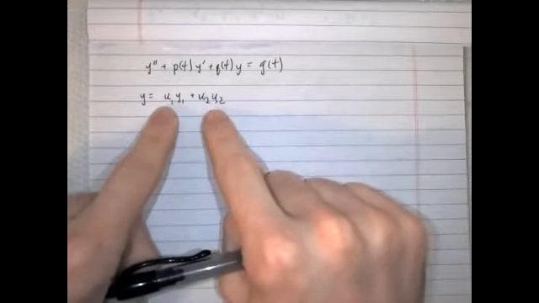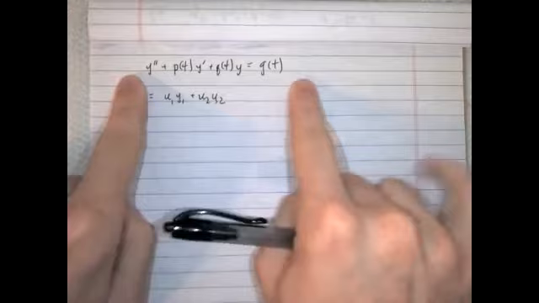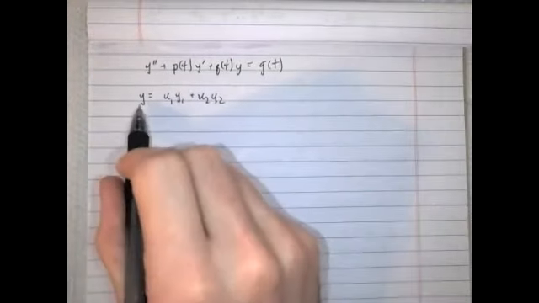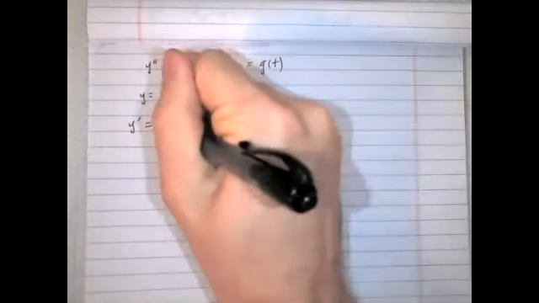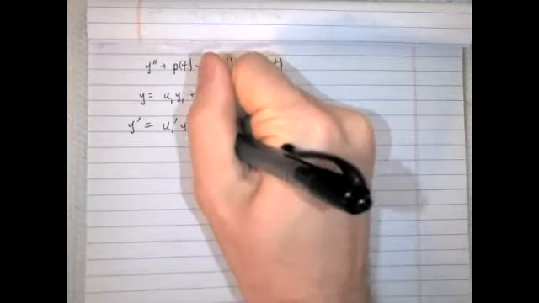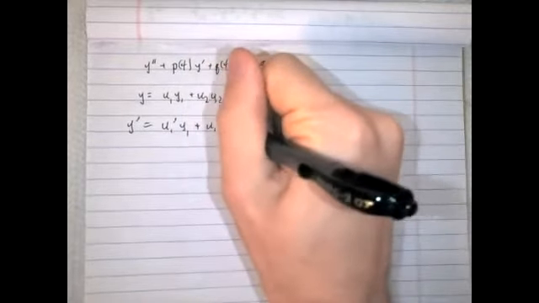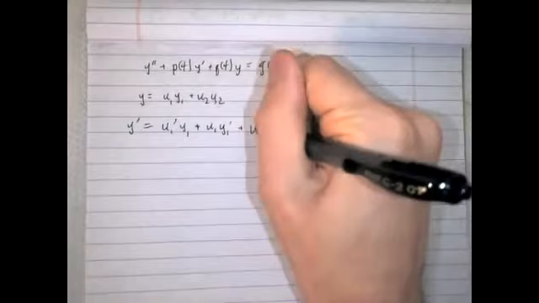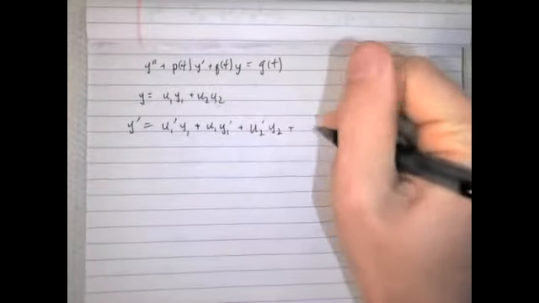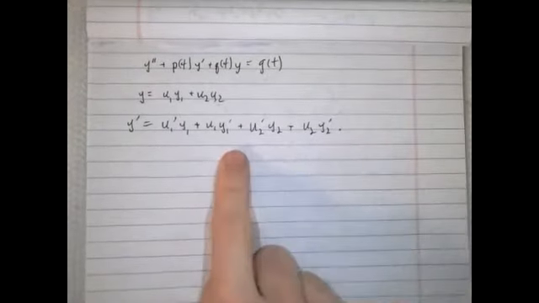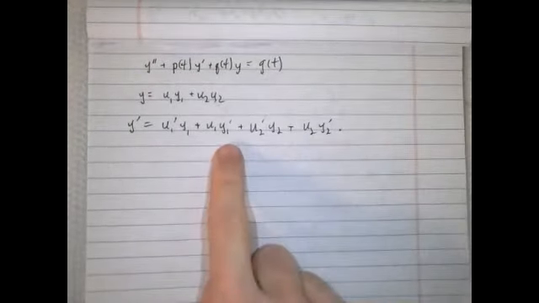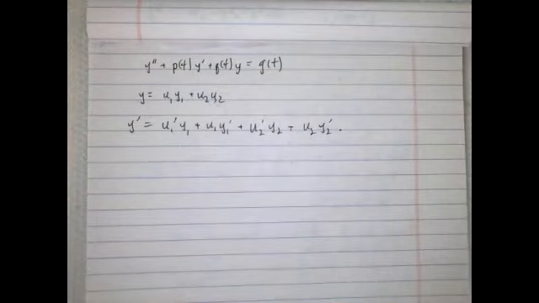Well, what I need to do is I need to plug in this function into this differential equation and see what I get. So what I'm going to do first is I'm just going to calculate the derivatives of y. In particular, the first derivative of y is going to be equal to u1 prime y1 plus u1 y1 prime plus u2 prime y2 plus u2 y2 prime. Okay. If I start here and then take a second derivative, because I need a second derivative, then I'm going to have 8 terms and I'm going to have a total mess, right?